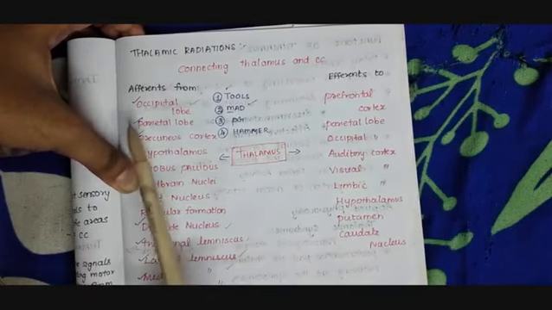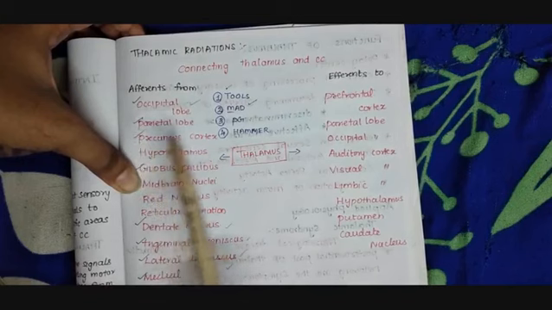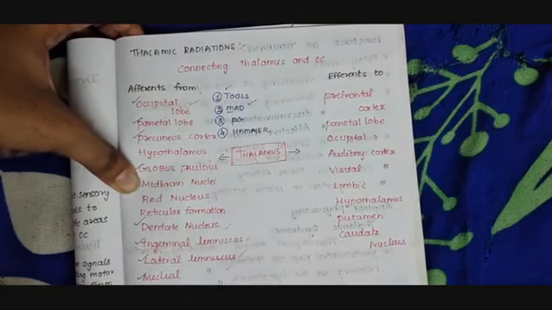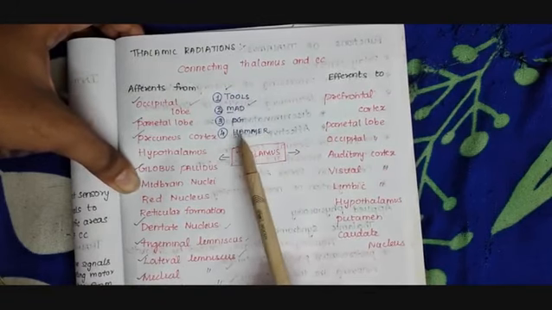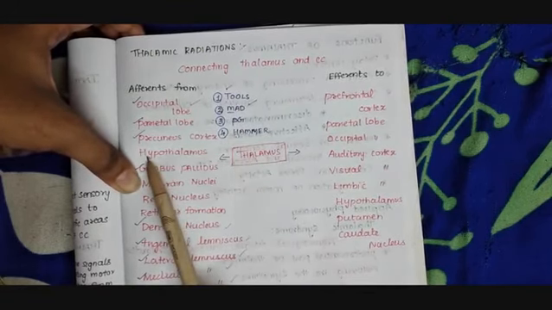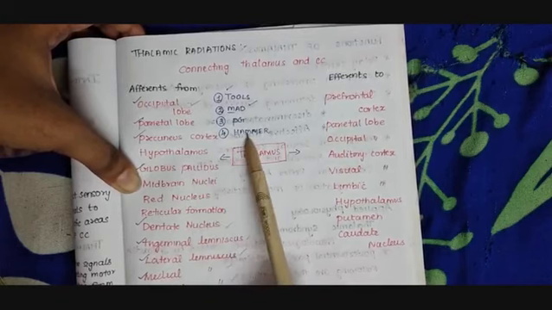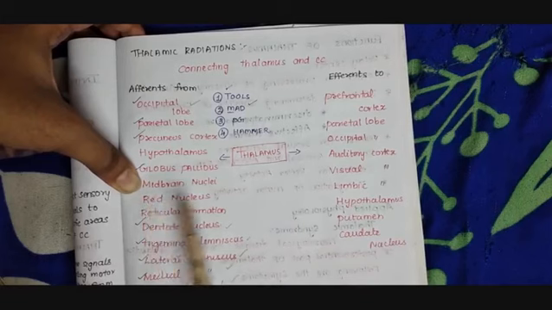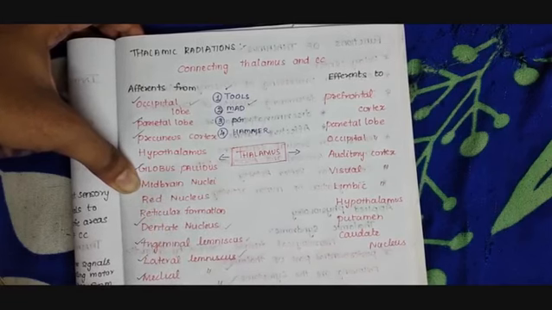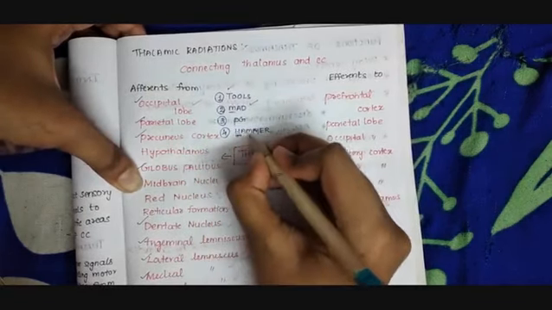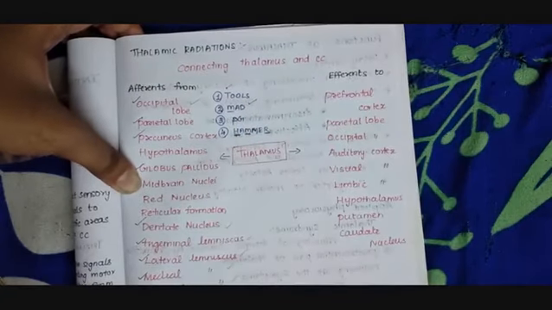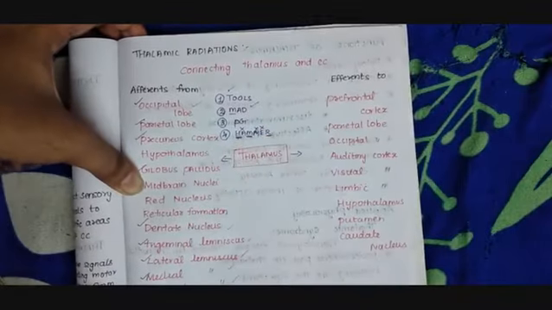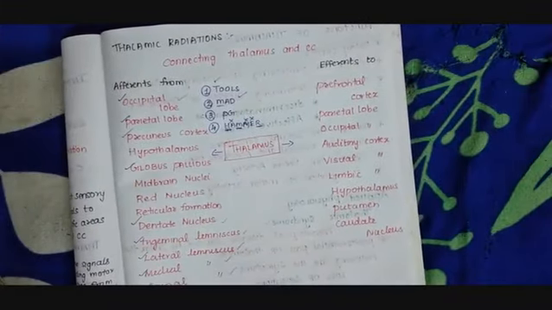PG: P stands for parietal lobe, precuneus cortex, and G stands for globus pallidus. HAMMER: H stands for hypothalamus, M stands for medial lemniscus, R stands for red nucleus and reticular formation. So here there are H, M, R.